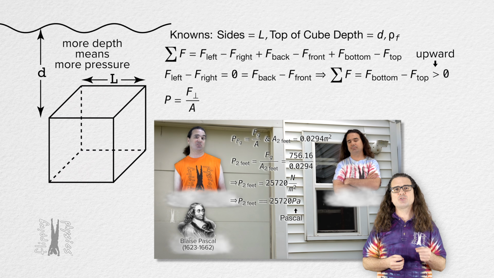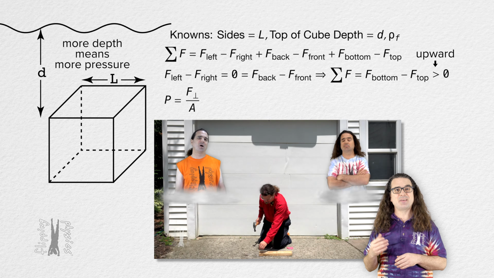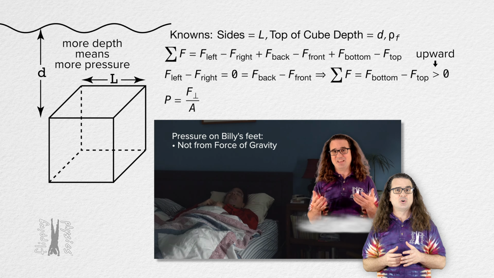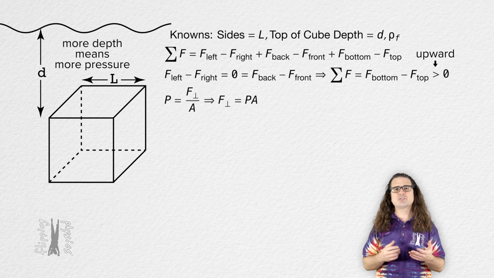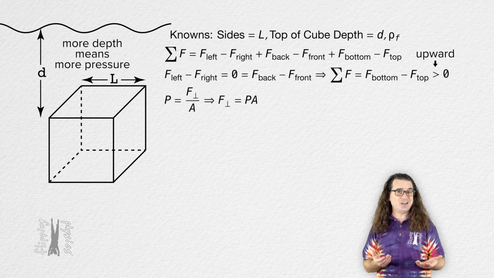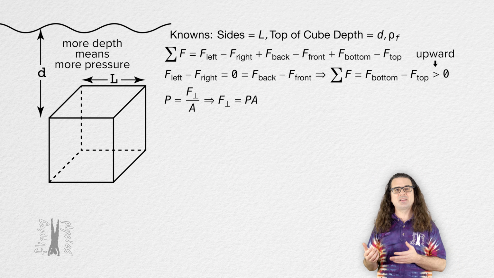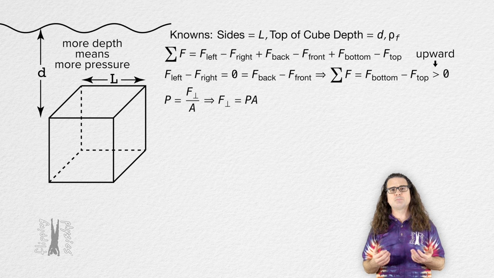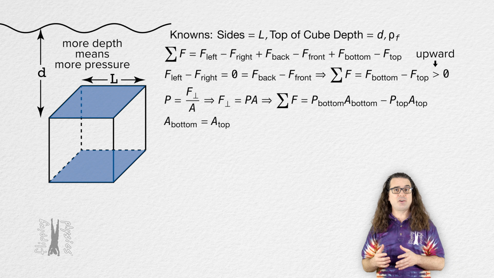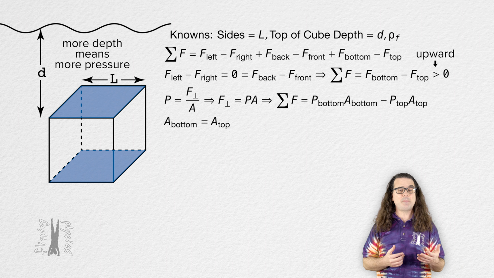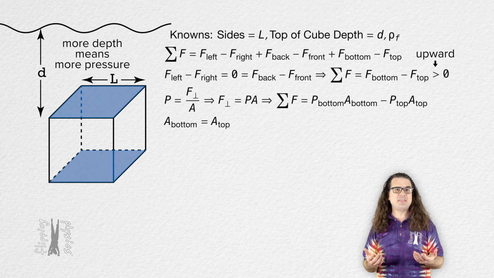Pressure equals the force perpendicular to the surface divided by the area of the surface. We can solve that to get force perpendicular to the surface equals pressure times area. And because each of these forces are perpendicular to the surface, we can substitute pressure and area into our net force equation. And the area of the bottom and the area of the top are equal, so let's just identify that as the area of a side.